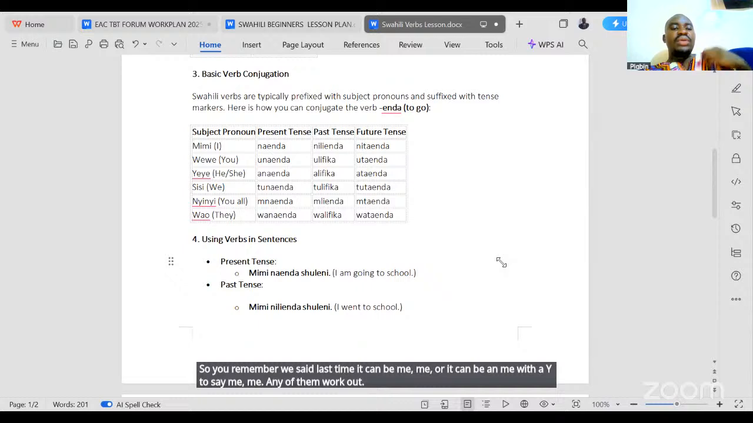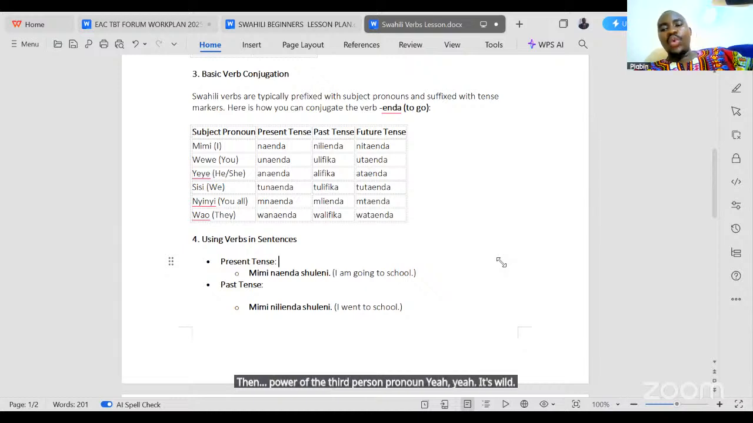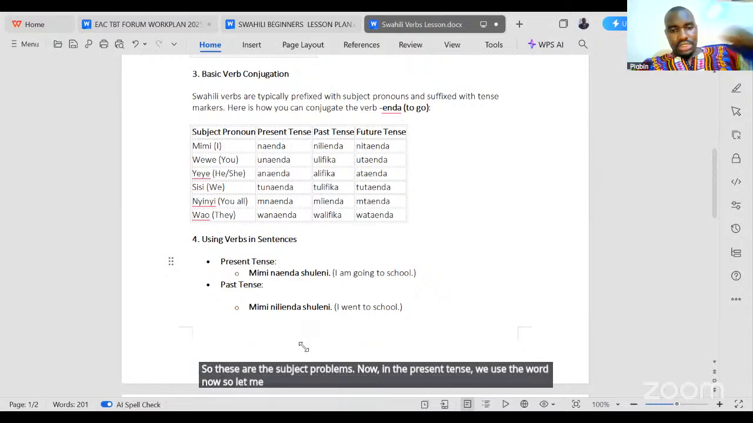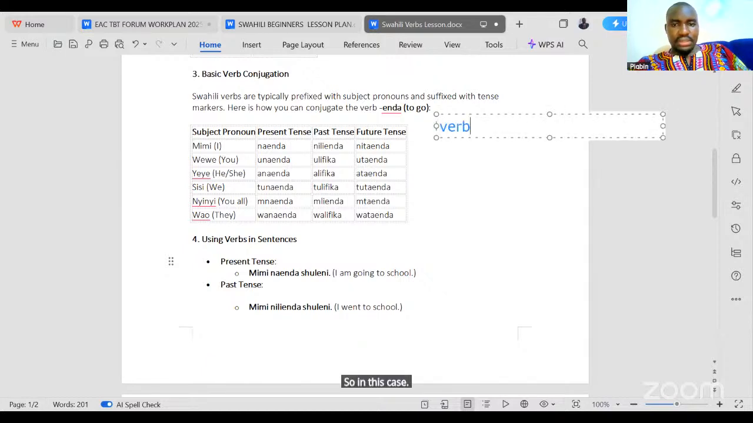Then the plural of the third person pronoun yeye is wao. So these are the subject pronouns. Now in the present tense we use the word na. So let me draw a chart of the tenses here, so that we can connect the pronoun, the tense, and the verb. So in this case, our verb is enda.